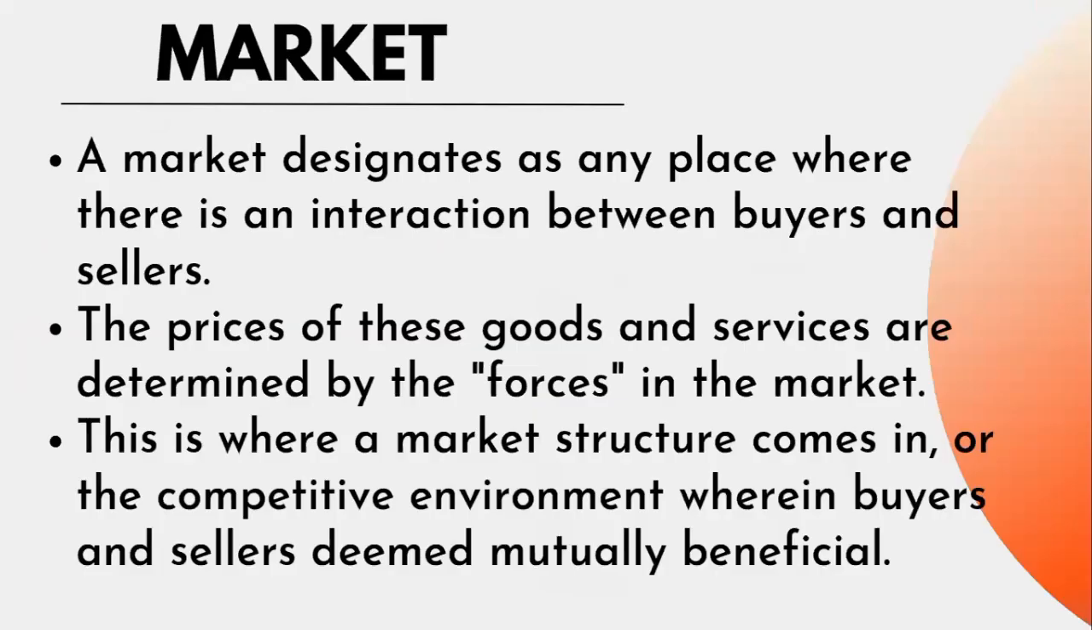Now, let's define what is market. Market designates any place where there is an interaction between buyers and sellers. Now, the prices of these goods and services are determined by the forces in the market. So this is where our market structure comes in, or the competitive environment wherein buyers and sellers deem mutually beneficial. So as you can see in the pictures I showed you, the pictures show a market because there is an interaction between buyers and sellers.